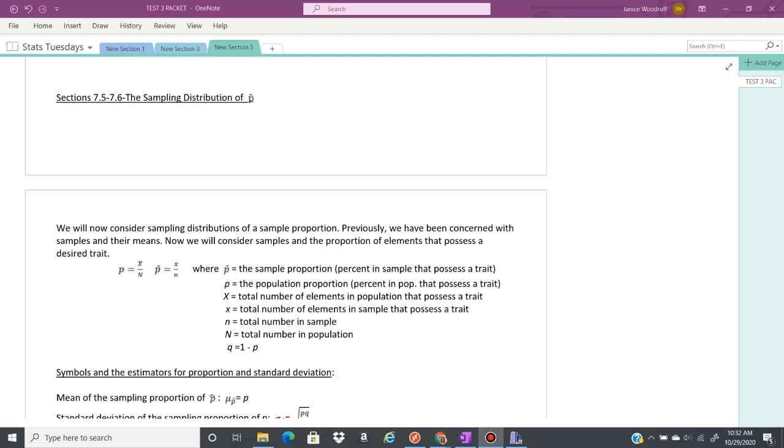So if you have read this introductory paragraph here, we are now considering sample distributions of a sample proportion. Previously we were given a sample and a mean, the standard deviation. Now we're going to be given proportions. If you look here, this symbol is P with a little chevron over it, and we're going to call that P hat.